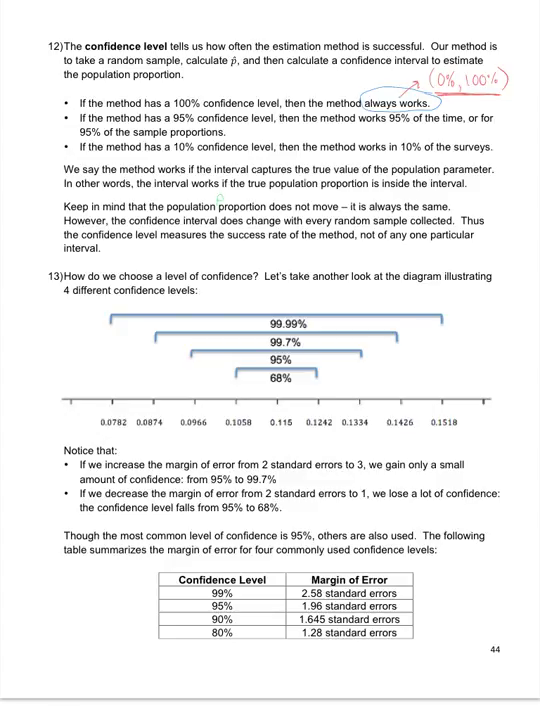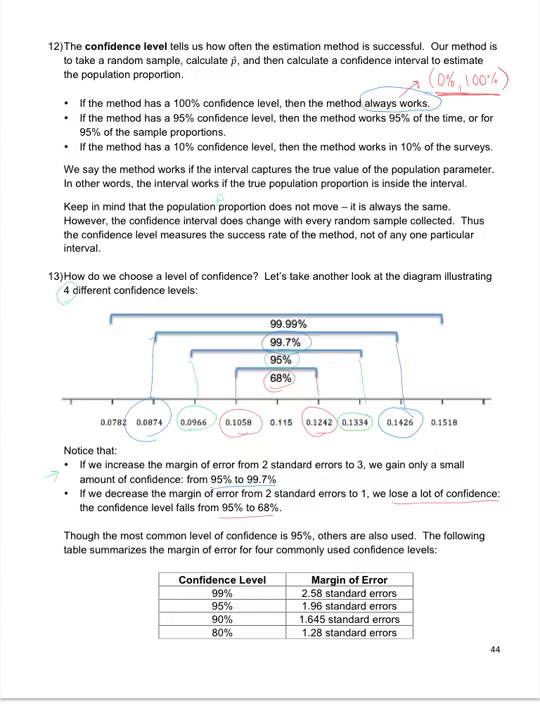All right, so how do you choose a level of confidence? Let's take another look at the diagram illustrating the 4 different confidence levels. And this isn't the only 4 possible. You can certainly do other ones as well. Notice that if we increase the margin of error from 2 standard errors, which has a confidence level of 95%, up to 3 standard errors, which has a confidence level of 99.7%, you're only gaining a small amount of confidence. If you decrease the margin of error from 2 standard errors down to 1 standard error, that has a 68% confidence level, so you lose a lot of confidence. Confidence level falls from 95% to 68%.